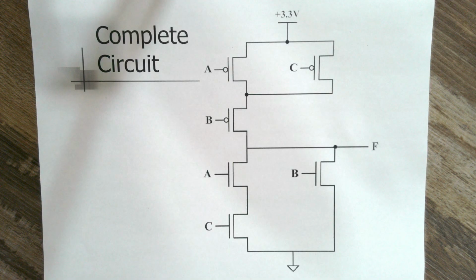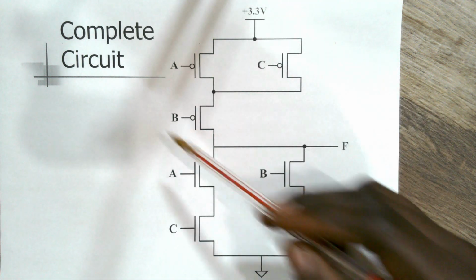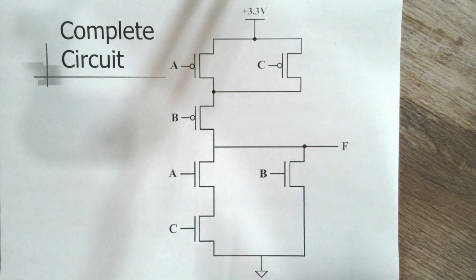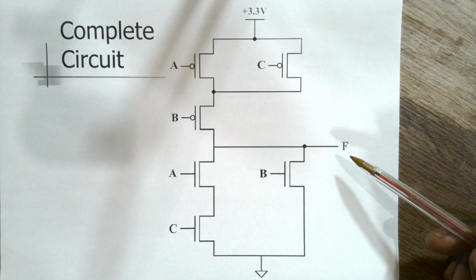Now that we have both the pull-up and pull-down circuits, let's combine them together to give the complete circuit that caters for both logic 1s and logic 0s. So this is the complete circuit that produces logic 1s and 0s on output F. If you notice, this circuit has both circuitries. It has the pull-up circuit, which is connected between F and VCC, which is 3.3 volts, and that's the upper half. And it also has the pull-down circuit, which is connected between ground and F, the lower half.